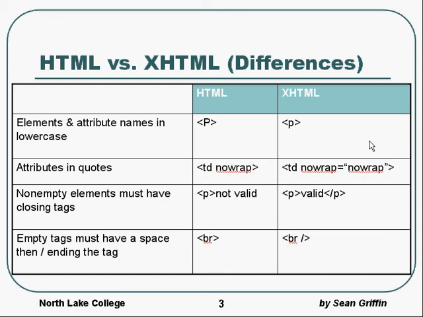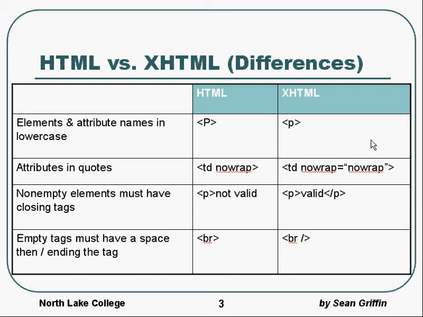Non-empty elements must have closing tags. For example, you have a paragraph, and I'm not even going to confuse you with looking at the HTML side. Let's just say that in the XHTML column, you have a starting paragraph tag and an ending paragraph tag. If you have a starting tag, you have to have an ending tag. And where that's not the case, I'll let you know. There's not a whole lot of examples of that, but here's one.